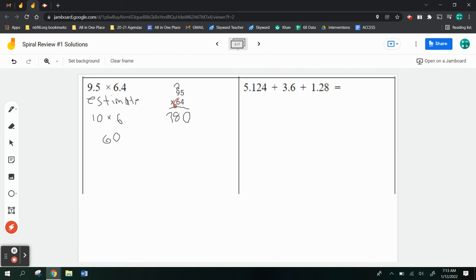I'm done with the 4, so I'm going to go to the 6. But since I'm moving one digit, I have to add a 0 here. So now I'm going to do 6 times 5. 6 times 5 is 30. And then 6 times 9, 54 plus 3, 57. Then I got to add 0 plus 0 is 0.